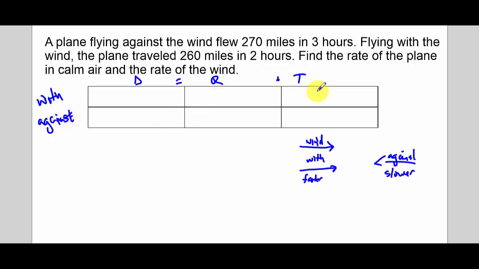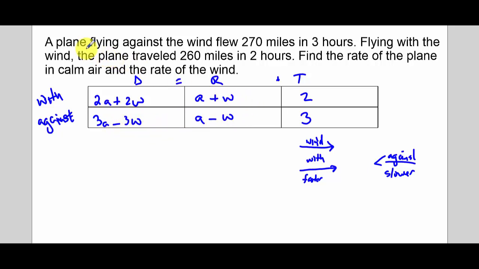And talk about the times for each. Plane going with the wind goes 2 hours, against the wind goes 3 hours. Now we're going to talk about our two variables. When we go with the wind, we're taking the airplane's speed and we're adding the wind to it because it's going faster. When we talk about against the wind, we're taking the airplane's speed and subtracting the wind. We have three columns. We can now fill in the third because we have a multiplication to do. So I'm going to distribute: 2a plus 2w, and this is 3a minus 3w.